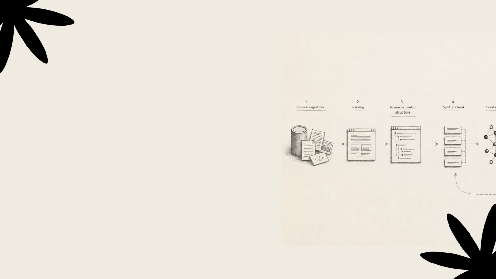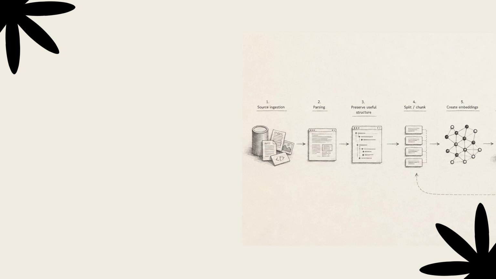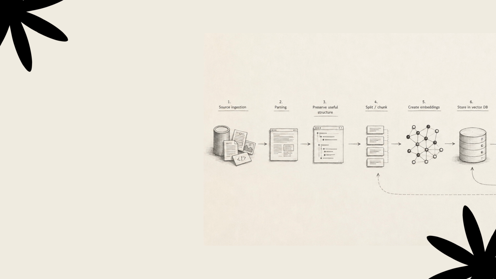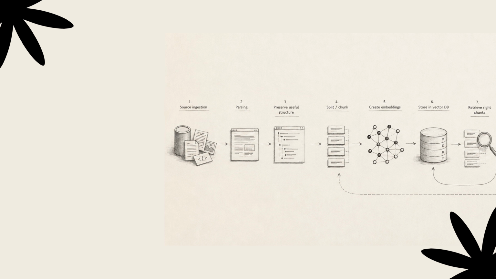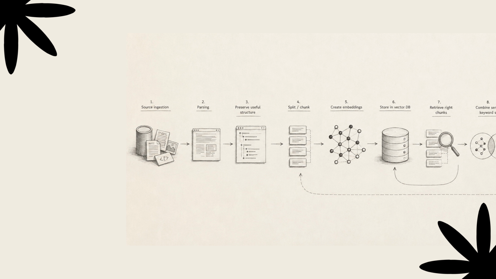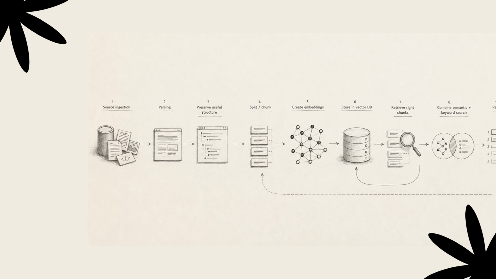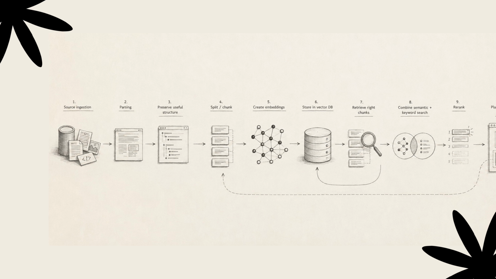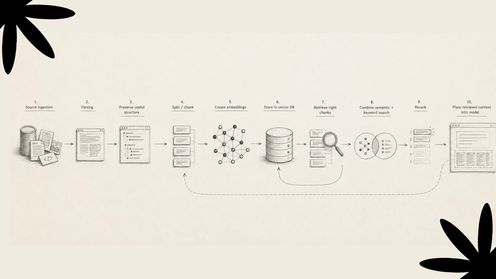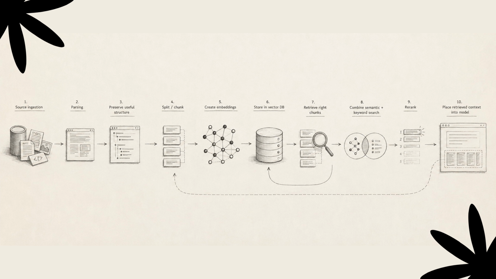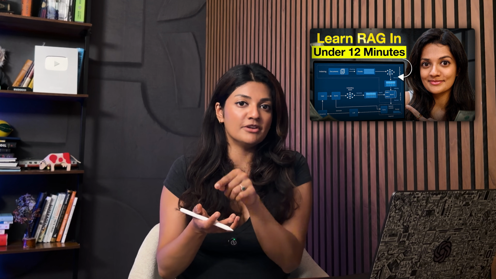Your pipeline has to ingest the source, parse it, preserve the useful structure, then split it, create embeddings, store it, retrieve the right candidates, possibly even combine semantic and keyword search, re-rank the entire result, and then place the right evidence into the model's context. If you want to go deep into RAG, I have actually recorded a very deep dive video on it, which is also on my YouTube, so definitely go check it out.